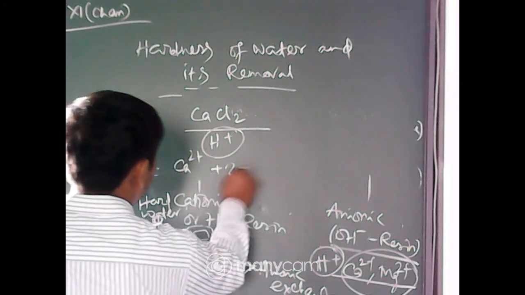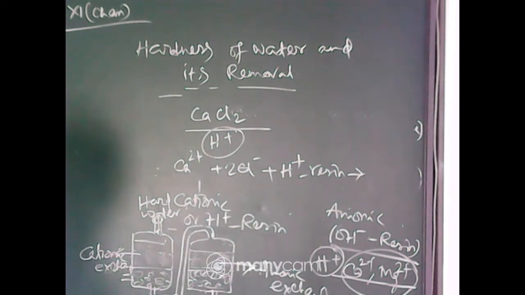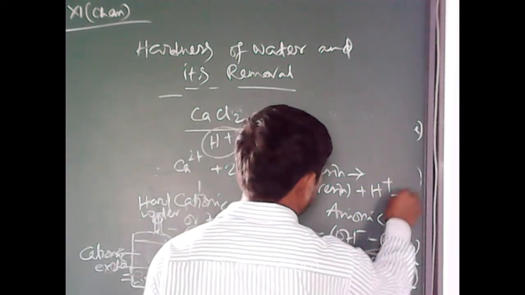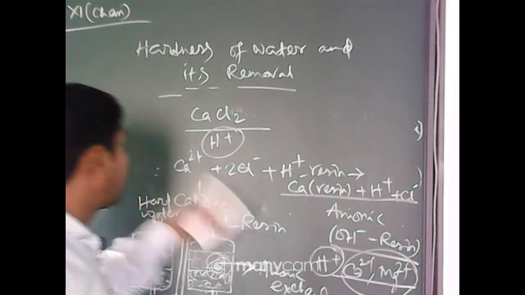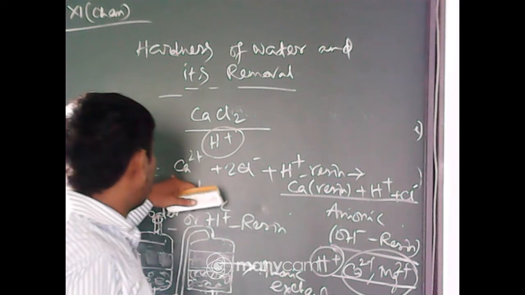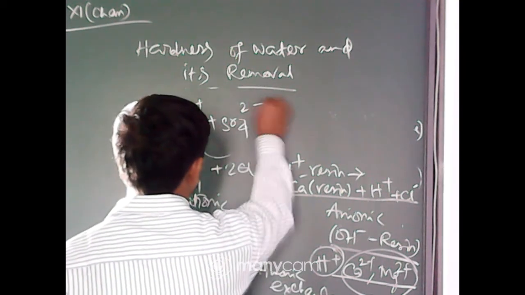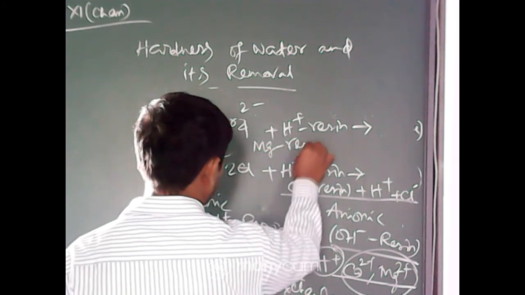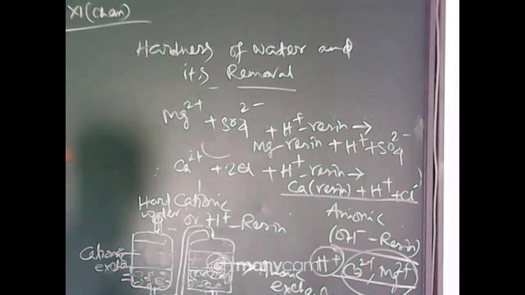Ca2+ plus 2Cl minus plus H plus resin, that is calcium chloride and H plus resin, forming calcium resin. It forms calcium resin, and another one, that is H plus and Cl minus. It is the first half. Okay. And if magnesium is present, that is magnesium chloride or magnesium sulphate, then I am writing the equation here: Mg2+ plus SO4 2 minus plus H plus resin. Then it will produce magnesium resin complex plus H plus plus SO4 2 minus. These are the reactions of the first compartment.